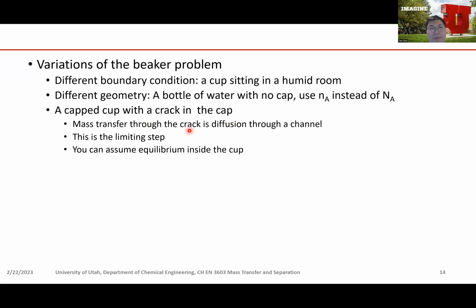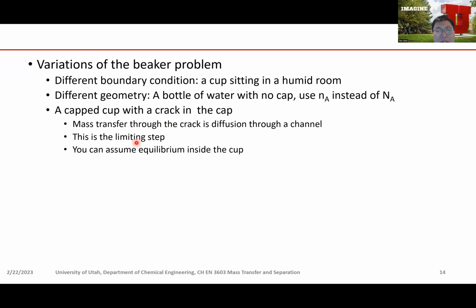Now, this mass transfer through the crack is like a diffusion through a channel, right? And we have solved this problem, diffusion through a channel between two bulbs. In this case, this is going to be the limiting step for the mass transfer, because the crack is going to be small, or the gap between a loose cap and your bottle is going to be small. So there's a huge mass transfer resistance. So mass transfer is the slowest step.